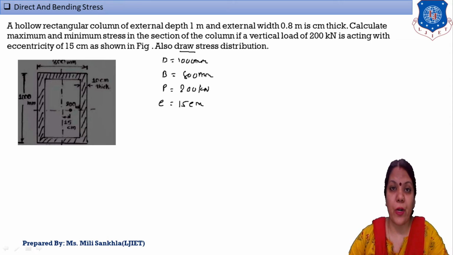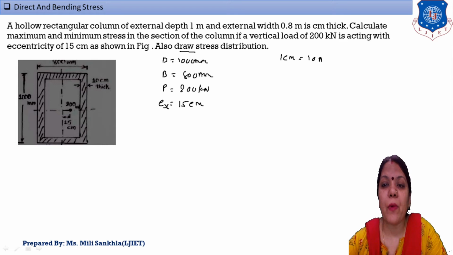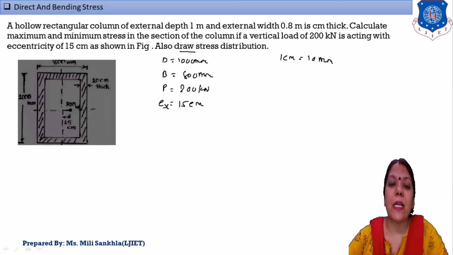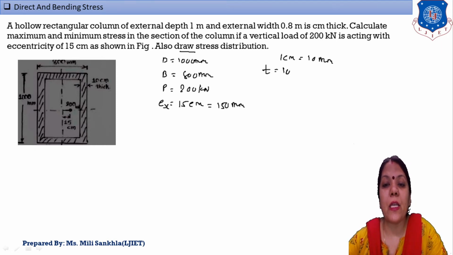Now this is our hollow rectangle section. Eccentricity e is given here about the x-axis. So here eccentricity Ex is given in centimeter and the other data in mm, so first of all we convert into mm. 1 centimeter is equal to 10 mm, so 15 centimeter is equal to 150 mm. Now thickness t is given 10 centimeter, so it is equal to 100 mm.